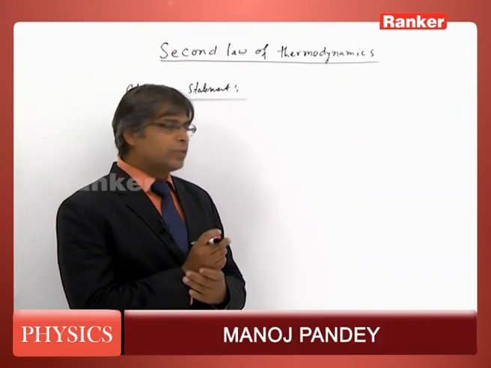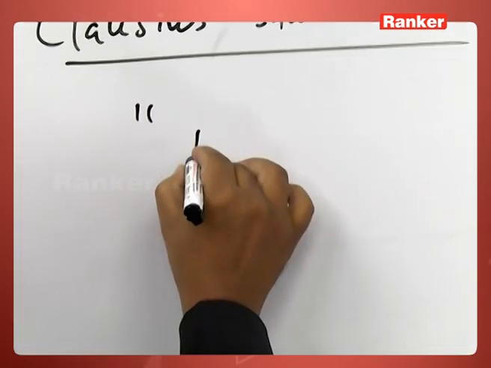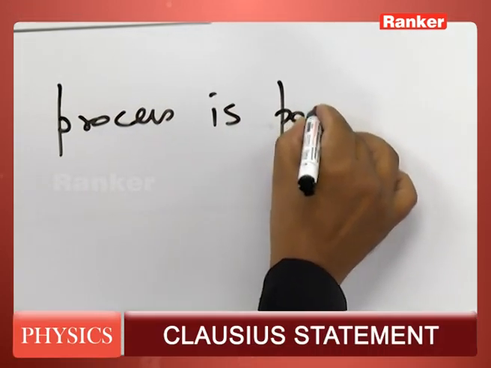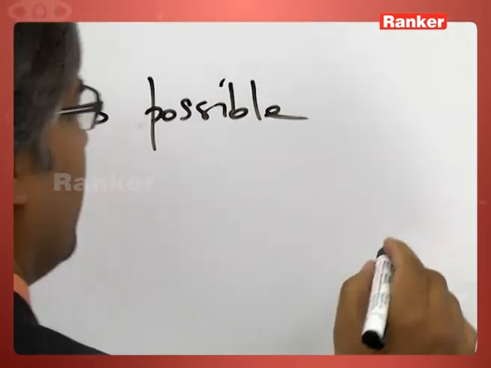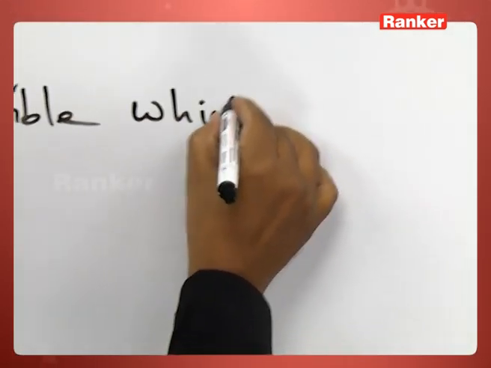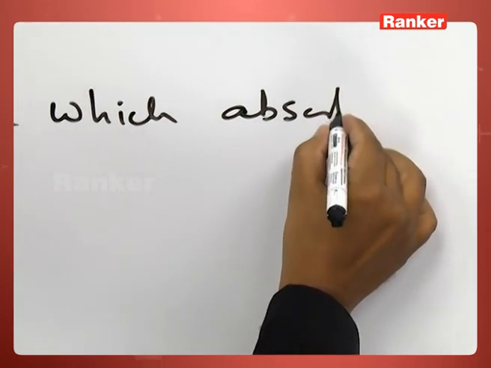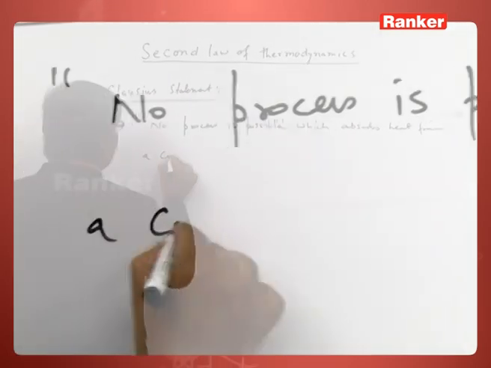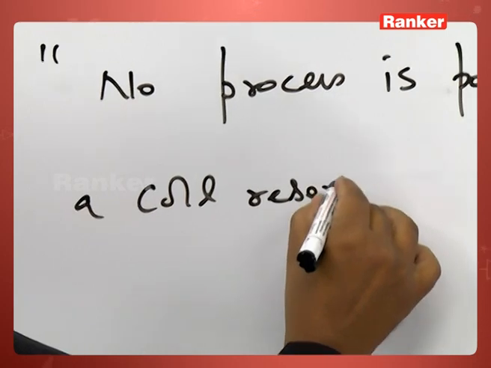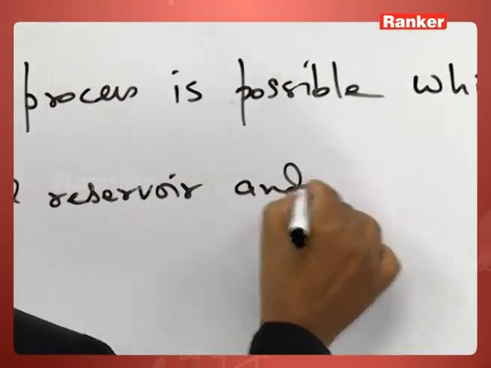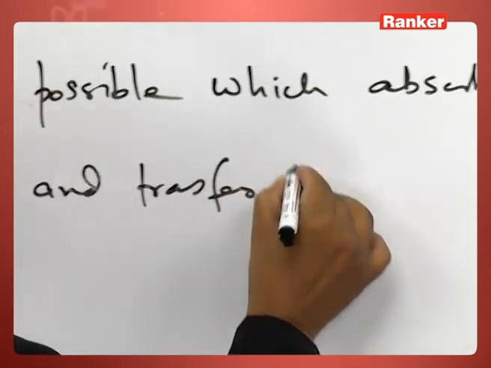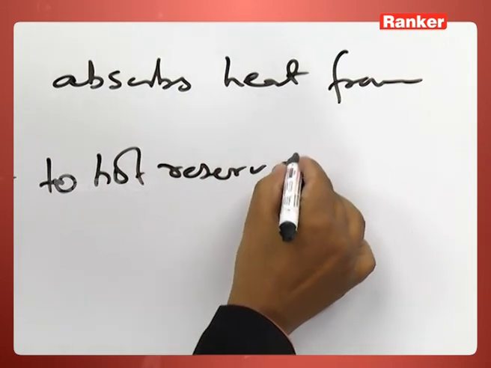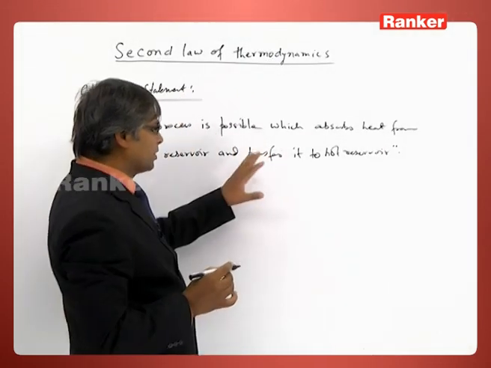So now, according to Clausius statement, no process is possible which absorbs heat from a cold reservoir and transfers it to a hot reservoir. So no such possibility is there.